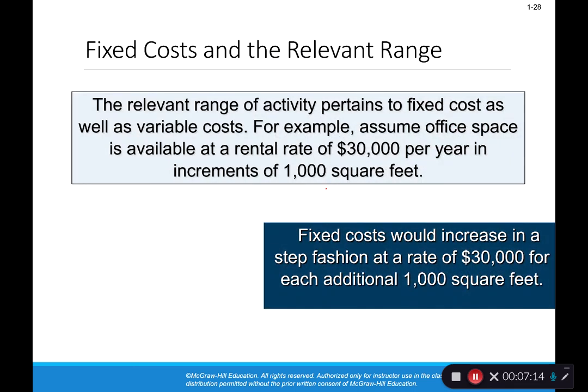So fixed costs are only fixed within the relevant range. Well, what does that mean? It means that, if you have office space and you're renting it for $30,000 a year in increments of 1,000 square feet, your cost for rent is going to stay the same at $30,000 until you need to increase your footprint. If you need to expand your office, you're going to have to add another 1,000 square feet, and that's going to make your rent jump.